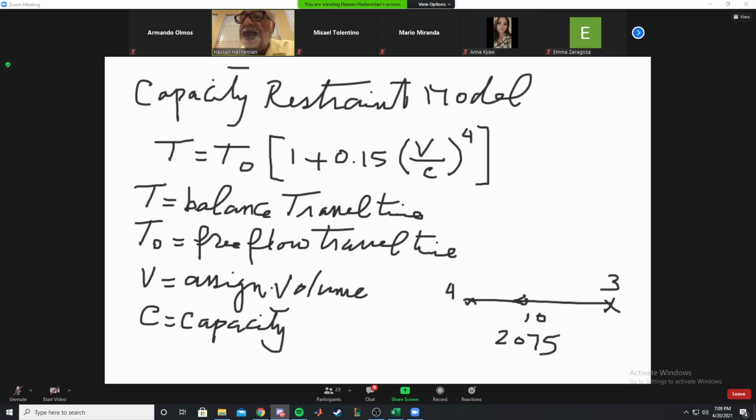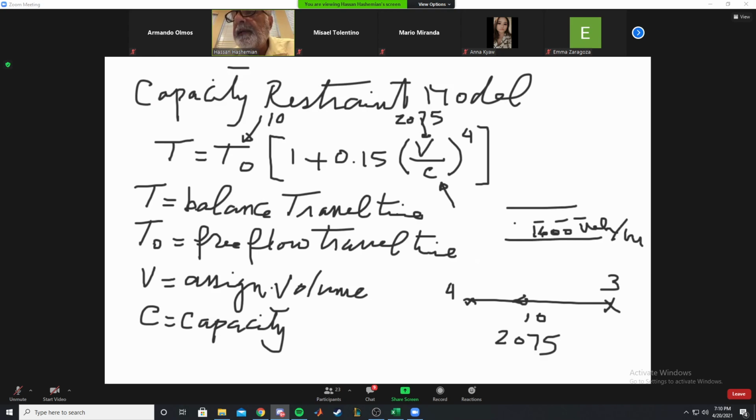So to get the new travel time, T, we put here 10 minutes, and we put here 2075. Now, the only thing we don't know is the capacity. Depends on how many lanes it has. Capacity we have to calculate, but overall, we can just use 1,600 vehicles per hour.